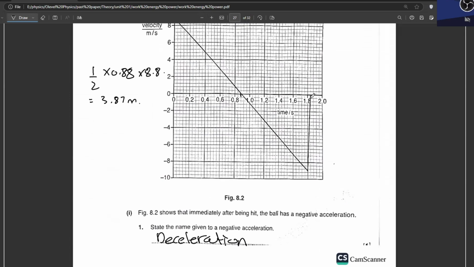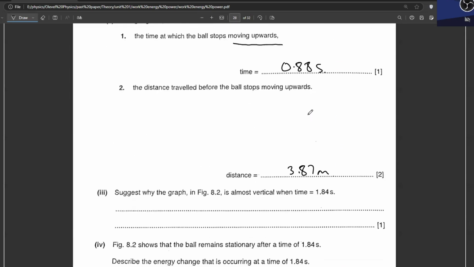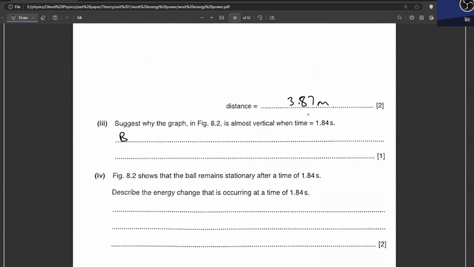Why is this almost vertical? Because the ball hits the ground. Ball hits the ground. Simple. Let's see part 4.